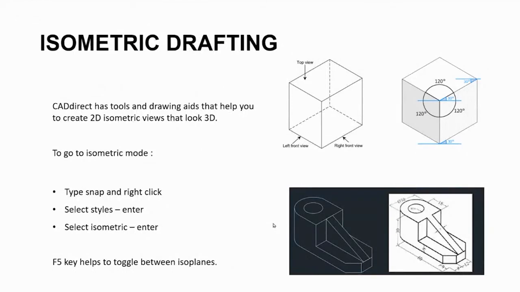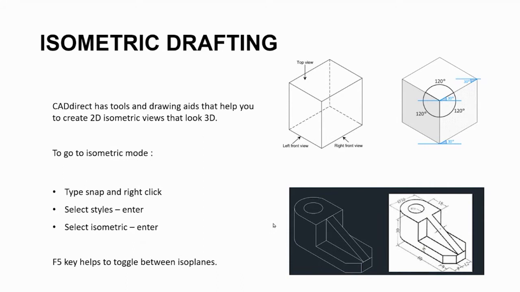Now CADdirect also has tools and drawing aids for creating isometric drafting. Isometric objects. So isometric drafting is also very simple. It has similar steps, and you can use the snap command to change the 2D plane to isoplane. Then the F5 key will help to toggle between different isoplanes.